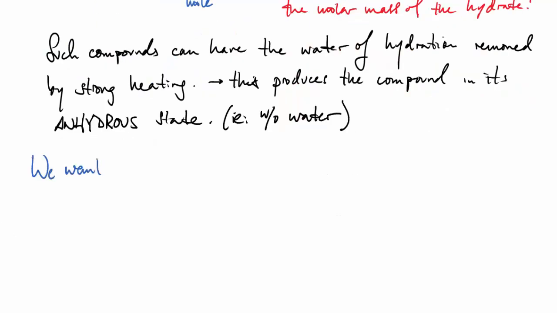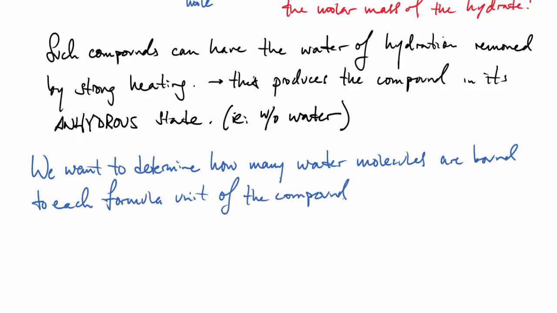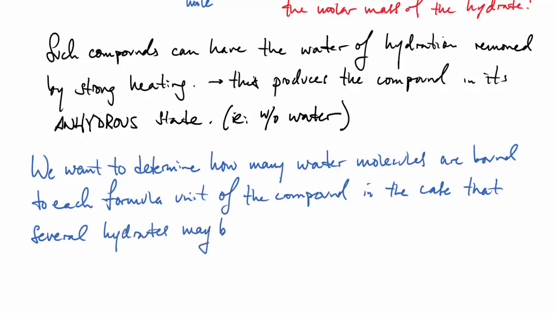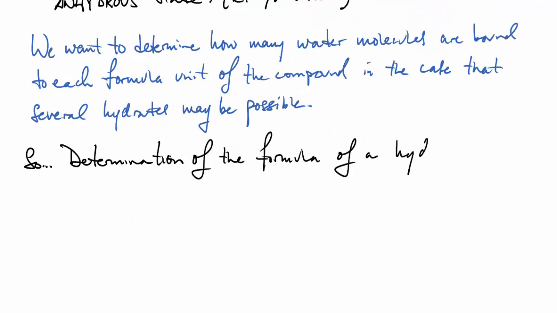So we want to determine how many water molecules are bound to each formula unit of the compound. Just think about that. There might be a case that several different hydrates are possible. So we'd like to know how many waters are attached to each one and determine which hydrate we're dealing with. So here's how we might determine the formula of a hydrate.